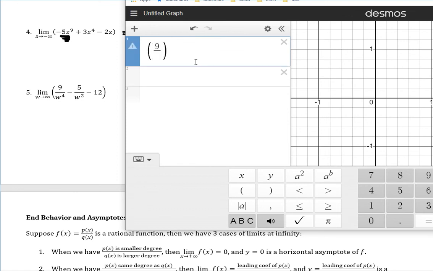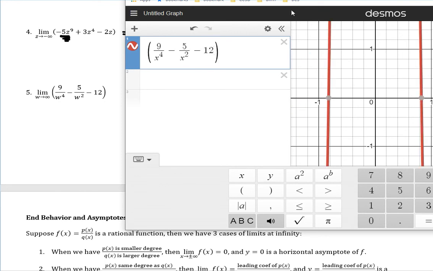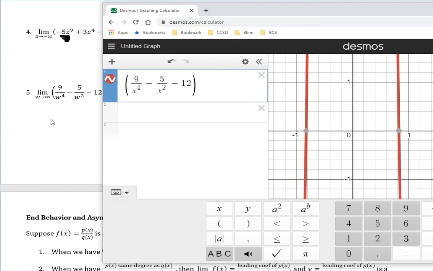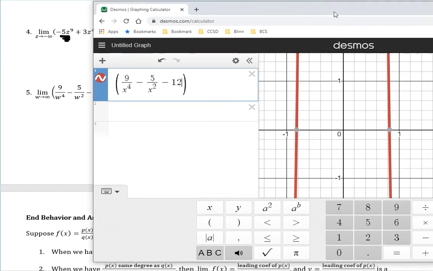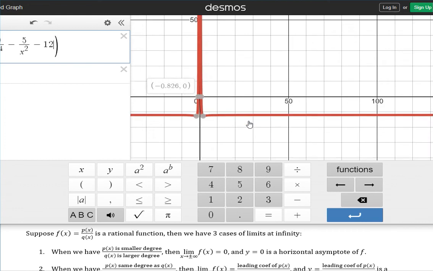Okay, so I have 9 divided by x to the 4. And then minus, oops, that's not where the minus is. Let's move it again. Minus 5 divided by x squared. And then minus 12. Okay, so what this is saying is w goes to infinity, but I'm really using x. So as x goes to infinity, so that means as x goes as far right as possible, what's happening?